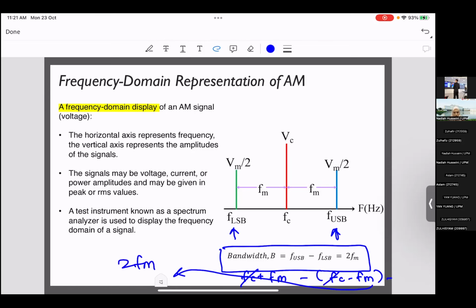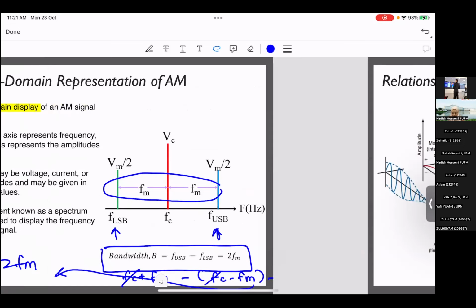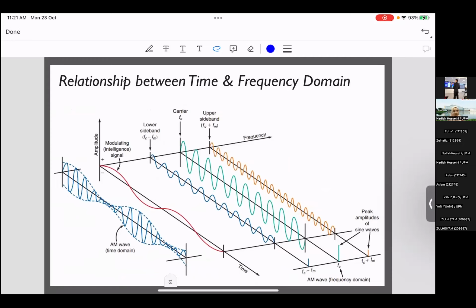Okay? Oh, my handwriting is pretty bad. Okay, so I hope you understand where we get this, and this is a pictorial representation of why it is 2 FM. Okay, right? And then this was our last slide, last lecture on Monday.